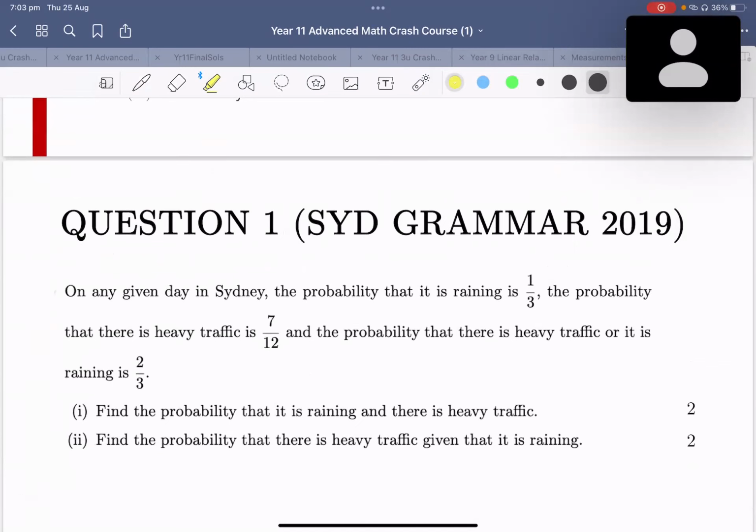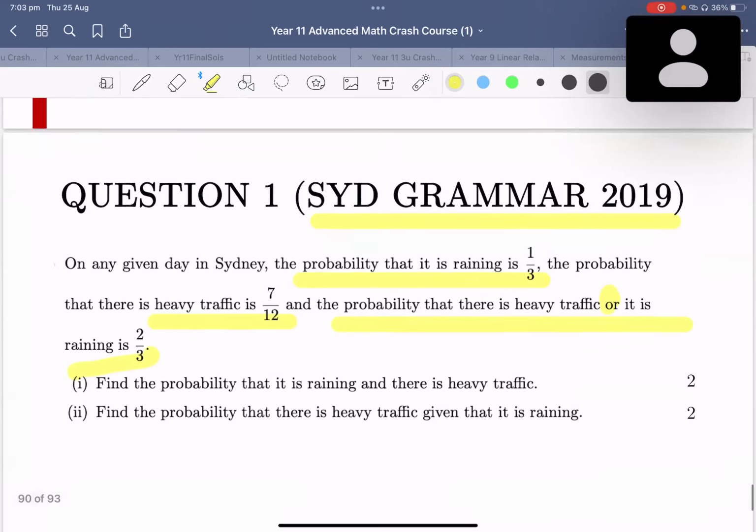So here's question 1, all right? This is a Sydney Grammar 2019 paper. And it asks us, on any given day in Sydney, the probability that it is raining is 1 on 3. And the probability that there is heavy traffic is 7 on 12. So we have 2 different events that are given to us. Let's keep that in mind and keep note of this. And the probability of heavy traffic or it is raining, this or means these events joined together, is 2 on 3. Part I asks us, what is the probability that it is raining and there is heavy traffic?